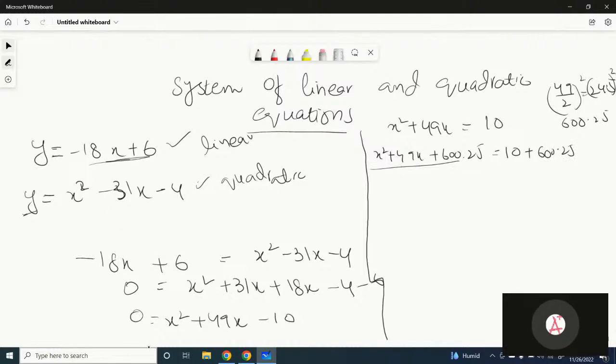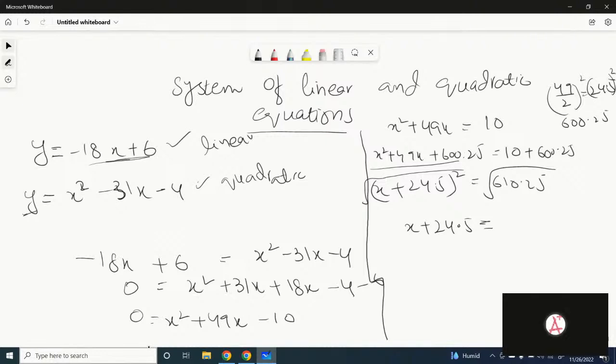So it is the square of x plus 24.5 square, and then you have square root 610.25. Square root 610.25, it would be 24.7. It is 610.25. So square root both sides. Here you are left with x plus 24.5 equals plus minus 24.7. Got it? So you have two values for the x: x plus 24.5 equals positive 24.7, and x plus 24.5 equals negative 24.7. Got it? So you have two values for the x.